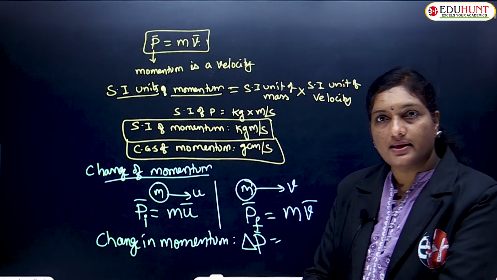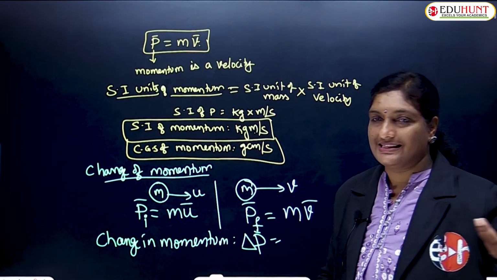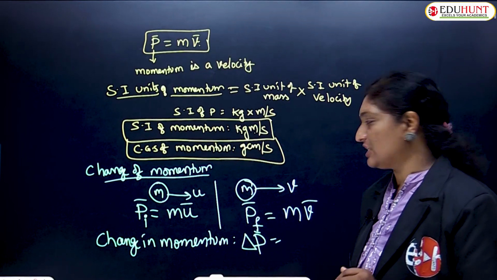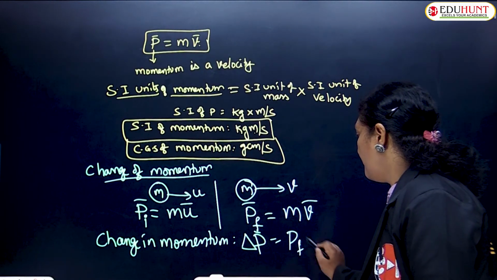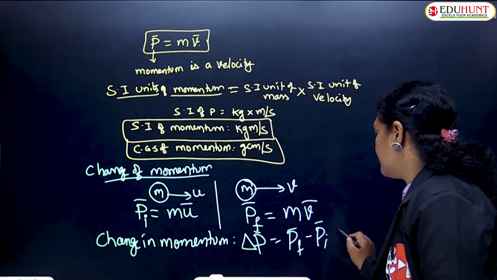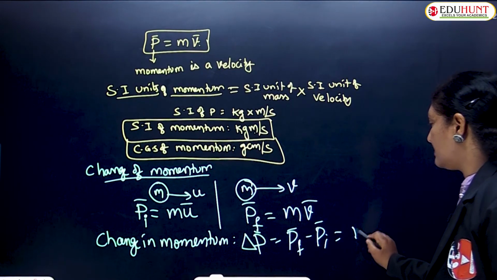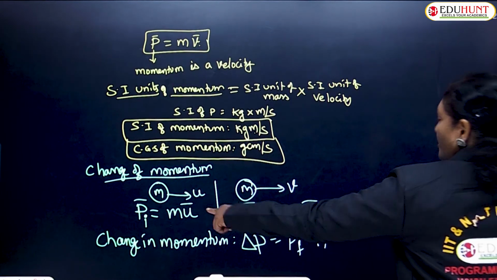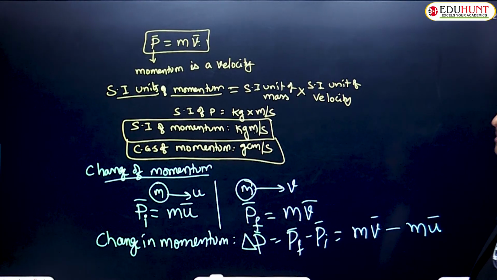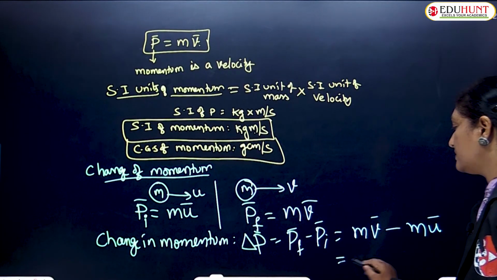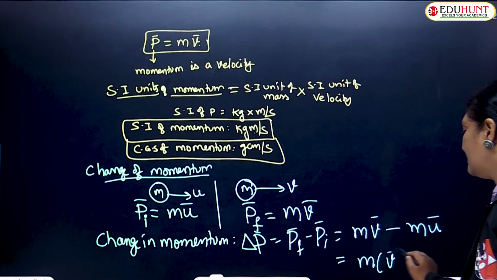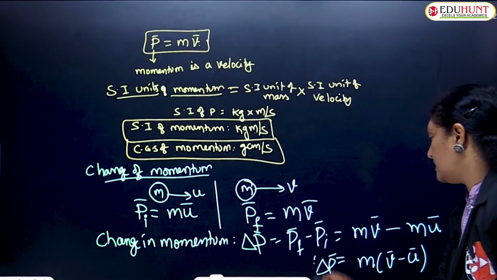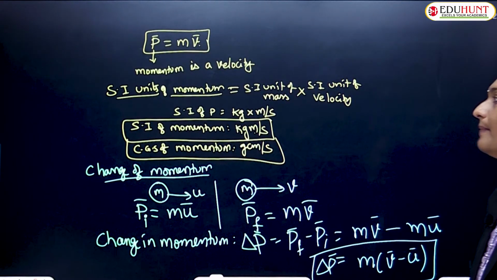Initially some momentum was there, final momentum something else. So change means final momentum minus initial momentum. What is the change? Final momentum minus initial momentum. So what is final momentum here? P_F is given as m v bar minus initial momentum, which was m u bar. So this is your change in momentum. Also you can take out m as common, then you are left with v bar minus u bar. Hence change in momentum can be written as m into v bar minus u bar.